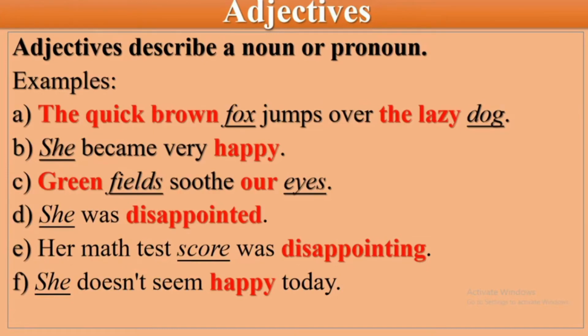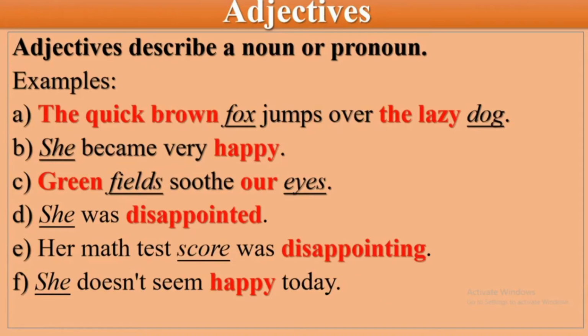Fourth example, she was disappointed. So how was she? She was disappointed. In the sentence, the word disappointed has given information about the pronoun she. Fifth example, her math test score was disappointing. So how was the score? The score was disappointing. In this sentence, the word disappointing is describing the score.